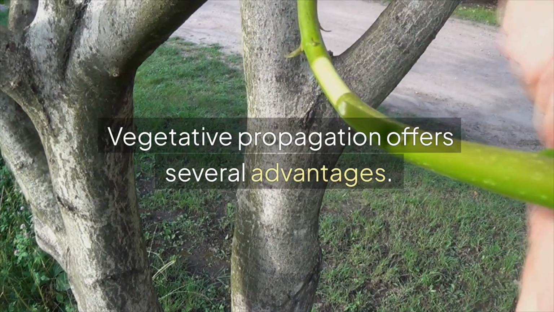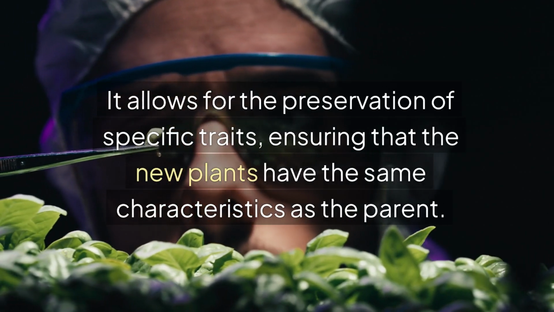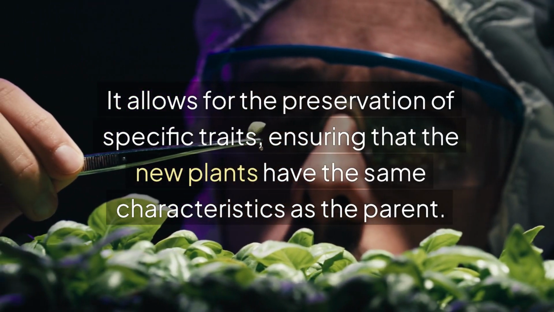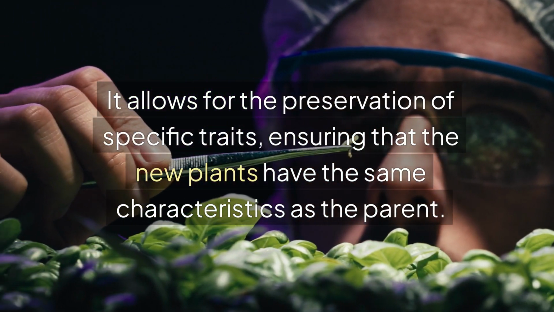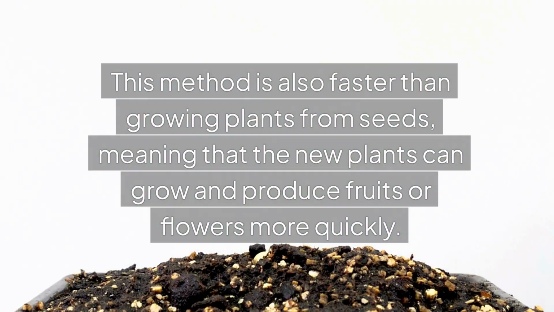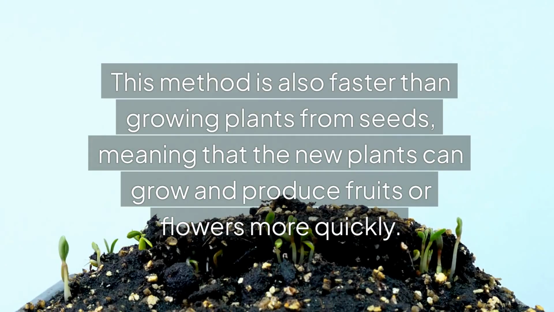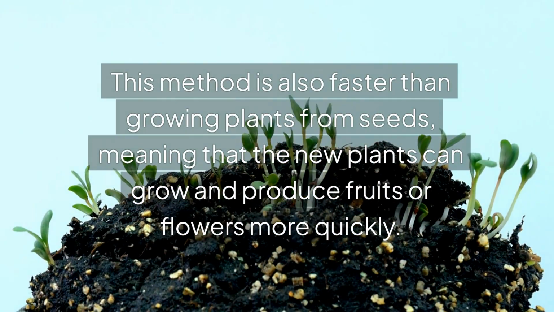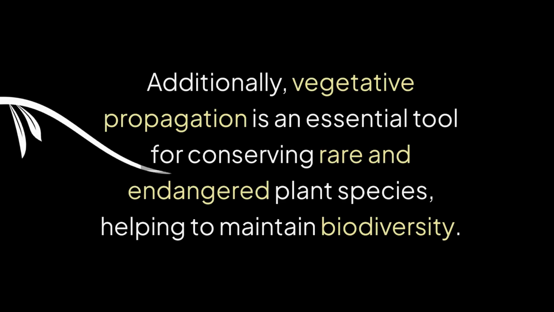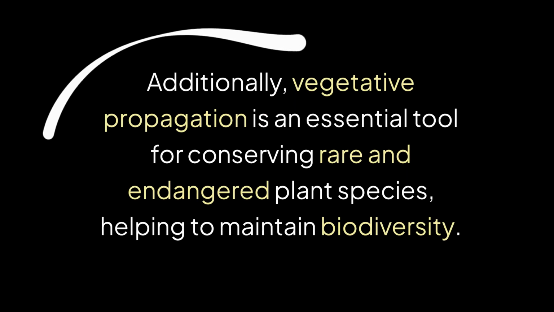Vegetative propagation offers several advantages. It allows for the preservation of specific traits, ensuring that the new plants have the same characteristics as the parent. This method is also faster than growing plants from seeds, meaning that the new plants can grow and produce fruits or flowers more quickly. Additionally, vegetative propagation is an essential tool for conserving rare and endangered plant species, helping to maintain biodiversity.